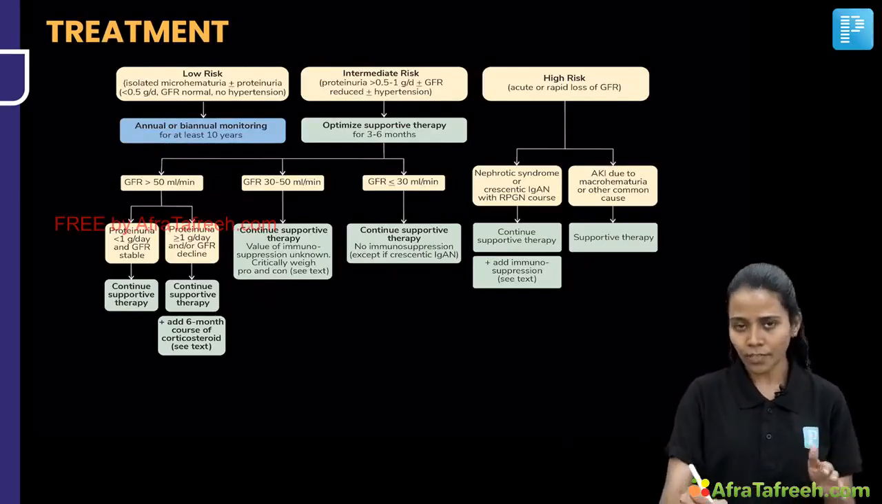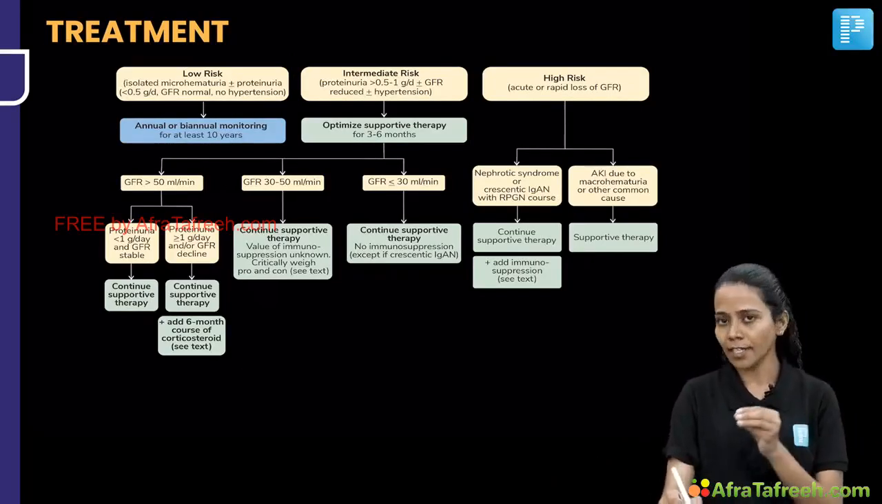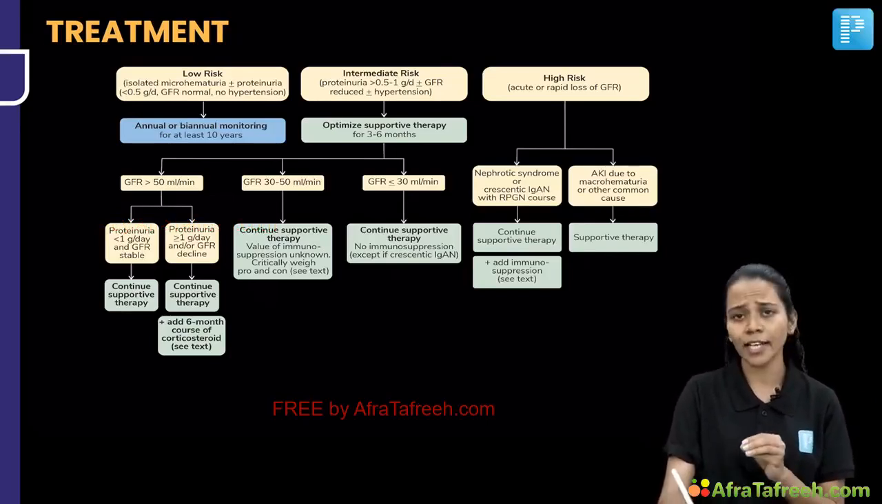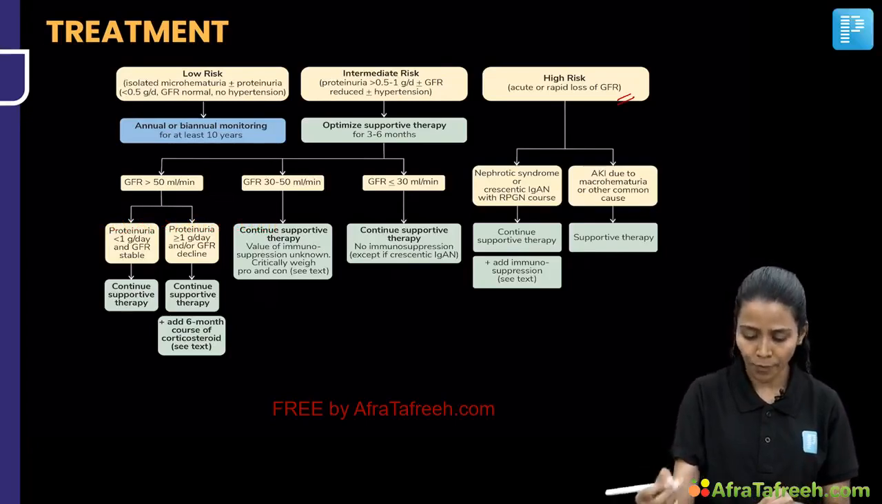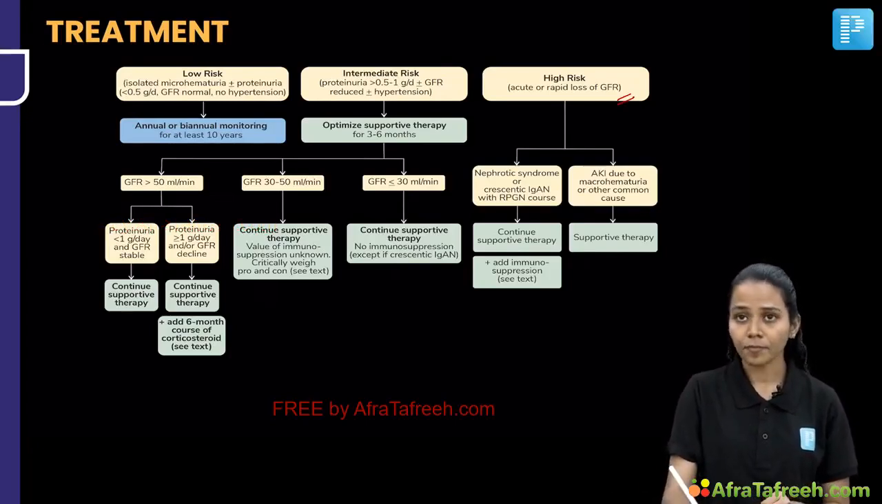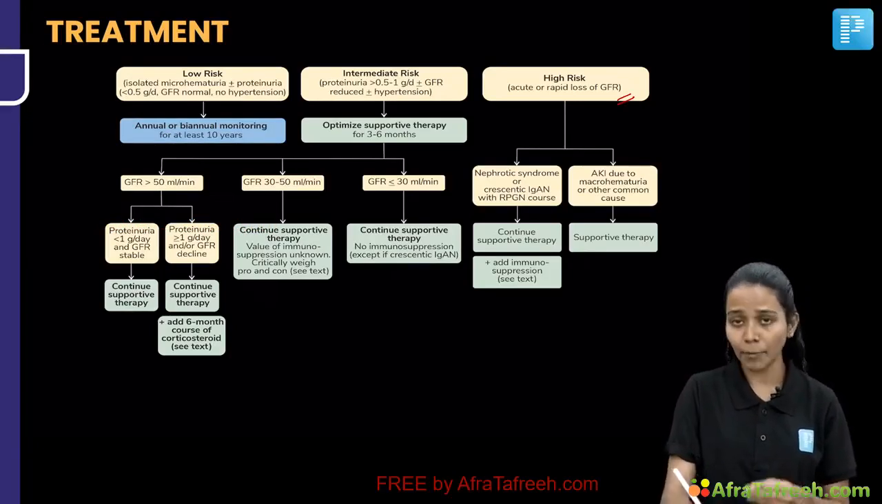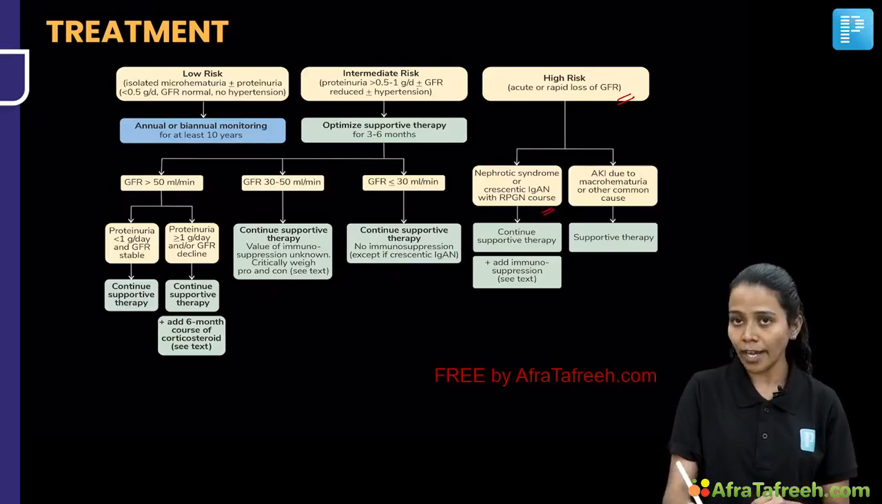So you classify them into low risk, intermediate risk, and high risk. What is high risk? When there is acute or rapid loss of GFR. It can be because of nephrotic syndrome or crescentic IgA with RPGN course. So in this you have to add immunosuppression. If it's due to macrohematuria, we have to give supportive therapy.